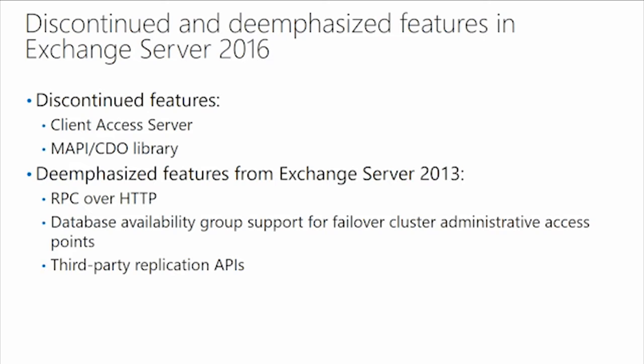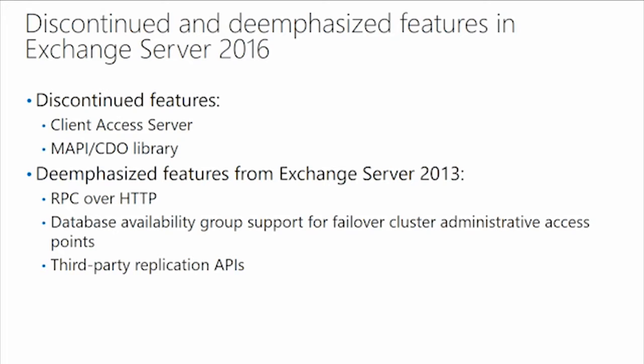Then in terms of de-emphasized features from Exchange Server 2016, this really means those features are still there, but we would rather you do it in a different way. And the first one is RPC over HTTP or Outlook Anywhere. We now have the MAPI over HTTP protocol, which is a much faster, better way of connecting to your Exchange servers. And so the RPC over HTTP, there's just so many layers in there, and it's not really that effective. So we want you to use the MAPI over HTTP connectivity.